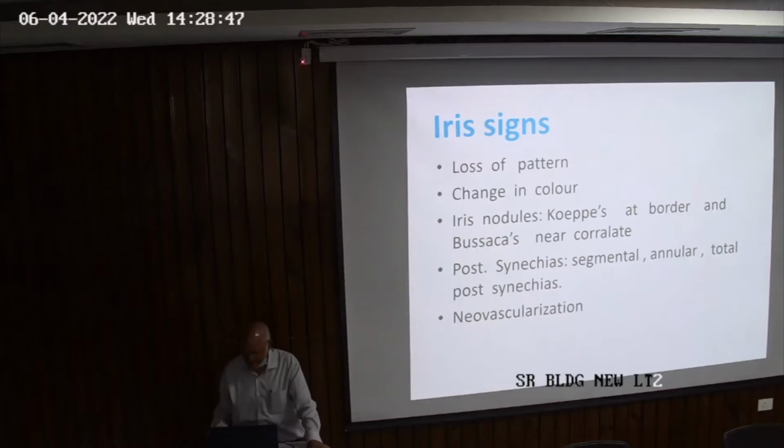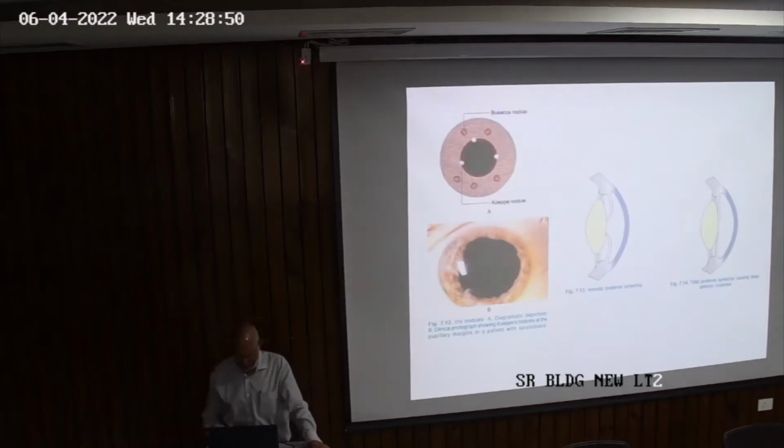Just see this structure, typical. The upper picture shows the nodules. One is in the iris stroma. This is the Busacca nodule, found in syphilis or tuberculosis. If the nodules are at the border, these are Koeppe nodules, mostly in sarcoidosis. So these are the Koeppe nodules and these are the Busacca nodules.